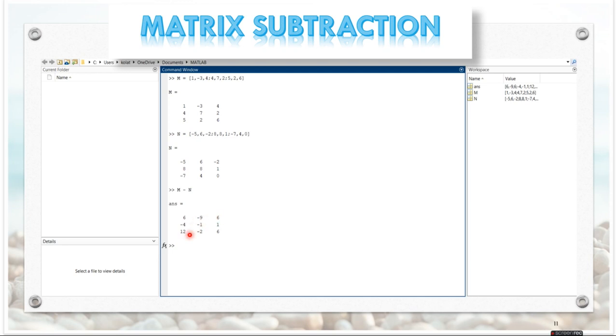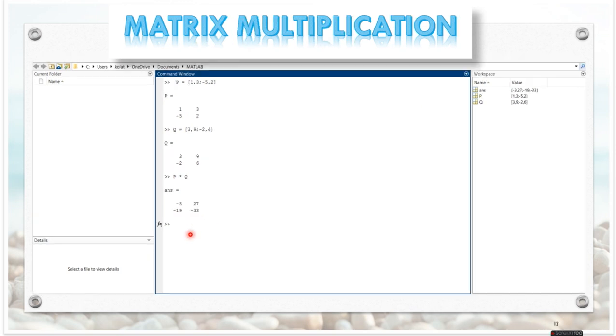So next, I am going to show you matrix multiplication. I am taking here a 2 by 2 matrix P, 1 3 as row 1, divided by a semicolon, and minus 5 2 as row 2. When I press enter, I am able to see the P matrix of 2 by 2 order, 1 3 as row 1, and minus 5 2 as row 2.